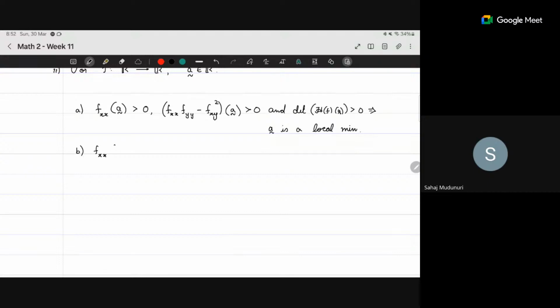Now, if fxx at a tilde is negative, the second quantity is positive, this square is just the square of the number, and the determinant of the Hessian at a tilde is negative. This would imply that a tilde is a local maximum.